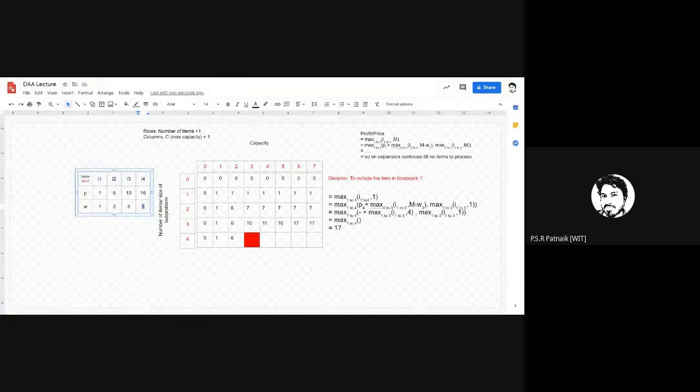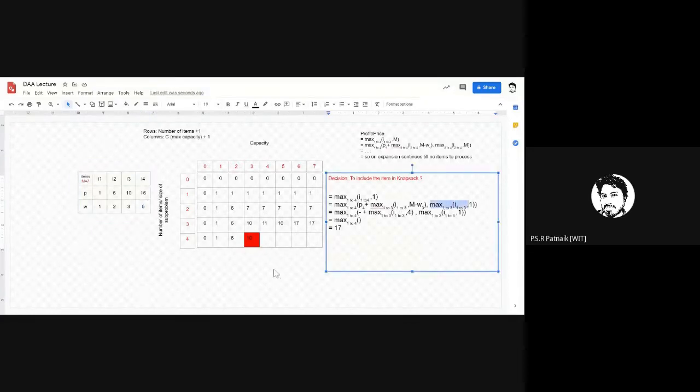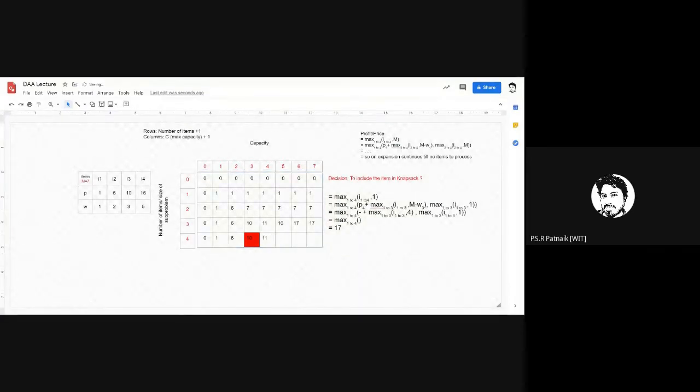See, weight is 5, weight is 3. Can you include? You cannot. So what will be the maximum from previous with the same capacity? What value will you have? 10. Okay. Can you include this element with weight 5 in this 4? You cannot. So the maximum will be from the previous cell with that capacity. So what will you have here? 11. Okay. Now the tricky part starts here.